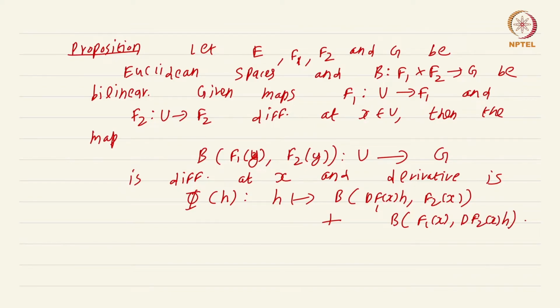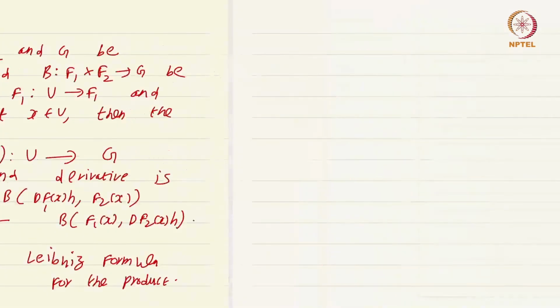Okay, so this might look a bit surprising, but if you think about it, this whole thing is nothing but the standard Leibniz formula for the product. Think about this for a while, why this is the standard Leibniz formula for the product. So essentially the same product type rule holds even in this quite an abstract and general setting of bilinear maps and all that. Okay, now let's prove this, and the proof again is not that hard. The statement is quite complicated, but the proof is not hard.